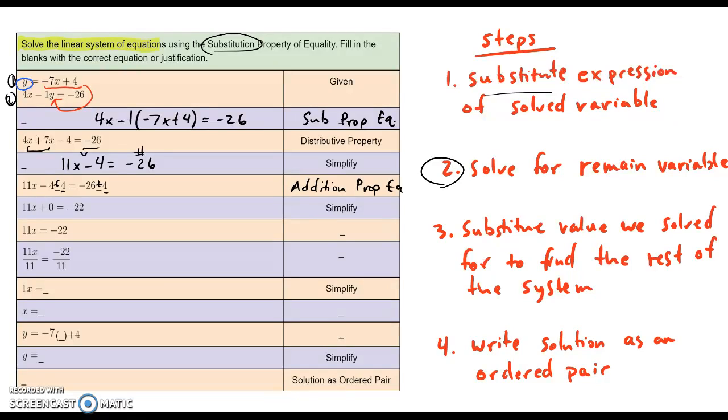Negative 4 plus 4 is 0. Negative 26 plus 4 is negative 22. And they gave the justification. And now we're going from 11x plus 0 just to 11x. And they want us to justify that. And remember, when we add 0, it's an identity. We don't have to write the 0 because of the additive identity.